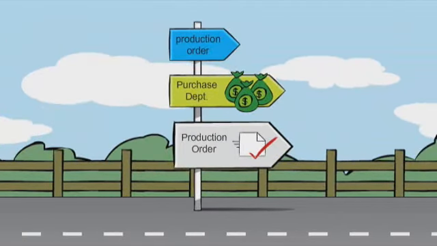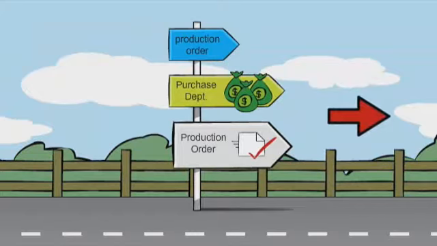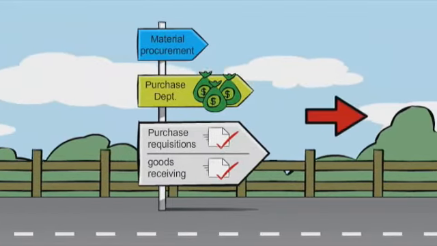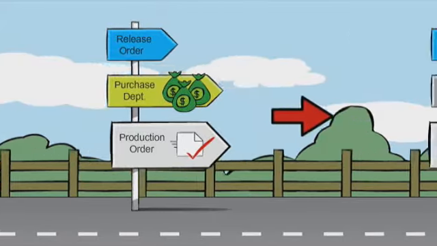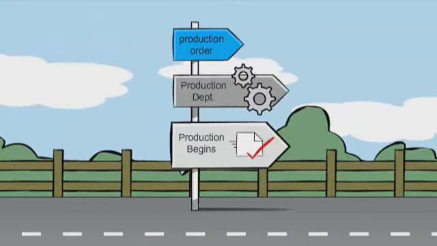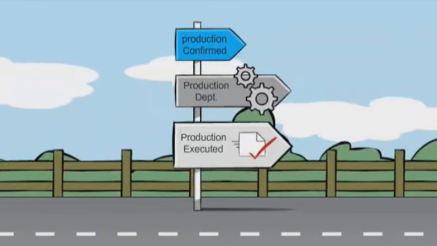For production to start, it needs to be triggered by the creation of a production order. All the required equipment and supplies are then purchased, and production can begin. At the end of the process, the production unit confirms that the production order has been executed.